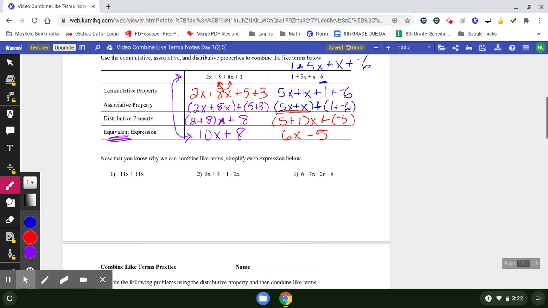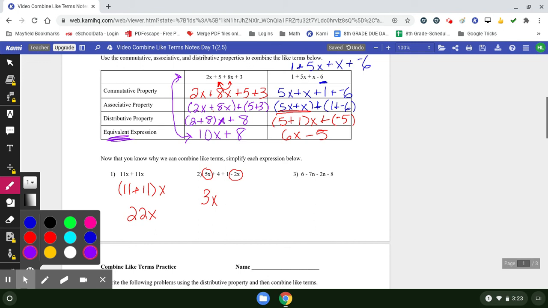So if you look at number 1, I have 11x plus 11x. Okay, so I can combine those, and that's because of the distributive property that I can do 11 plus 11 times x, which is 22x. Okay, for number 2, and now we can circle. So I'm doing 5x minus 2x, or 5x plus negative 2x, which is 3x. Then I'm going to box the numbers. 4 plus 1, which is 5.